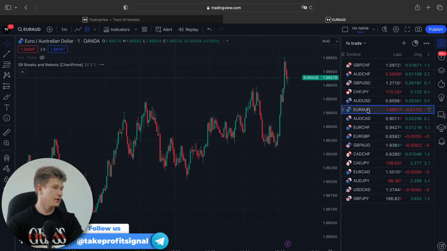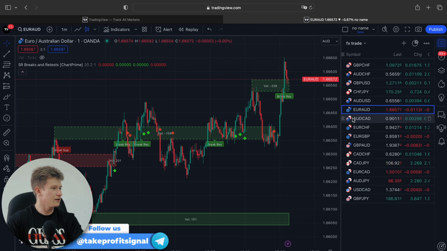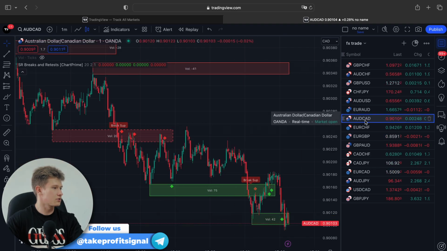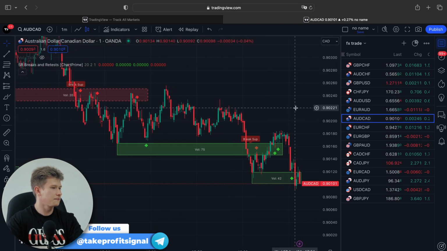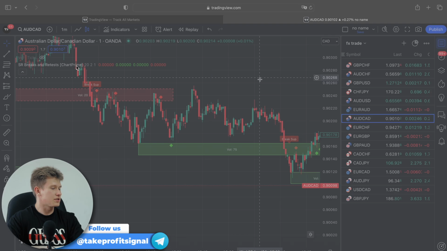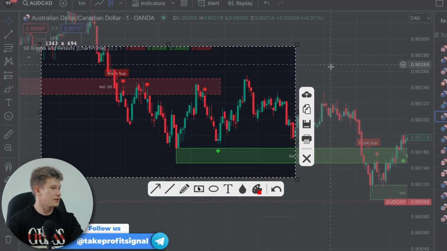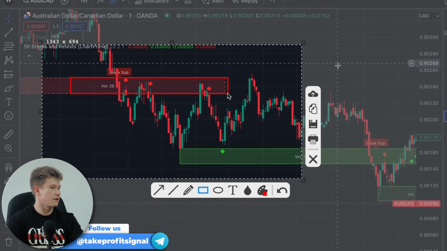Let's look at an example. Let's say that we now have the currency pair Australian dollar to Canadian dollar. Look, we have some resistance level here because it is labeled by this red area, and accordingly, at the moment when we get a signal, the chart is marked with this rhombus.